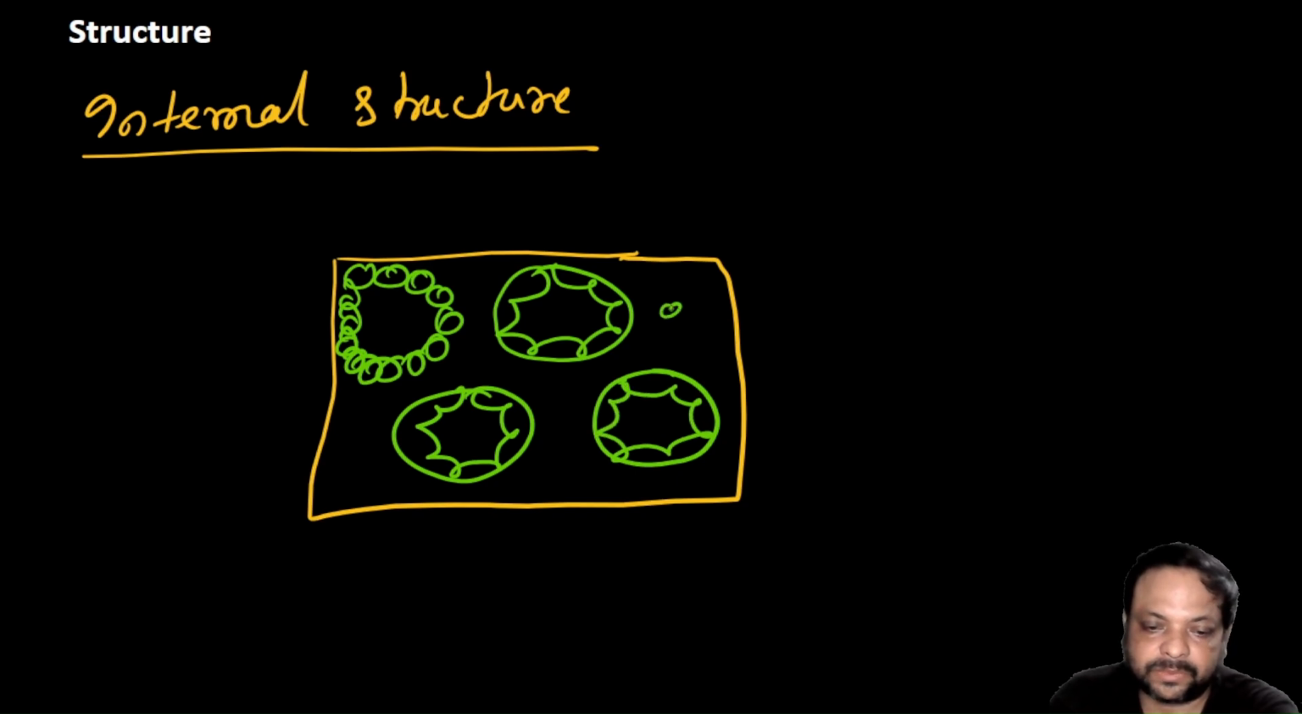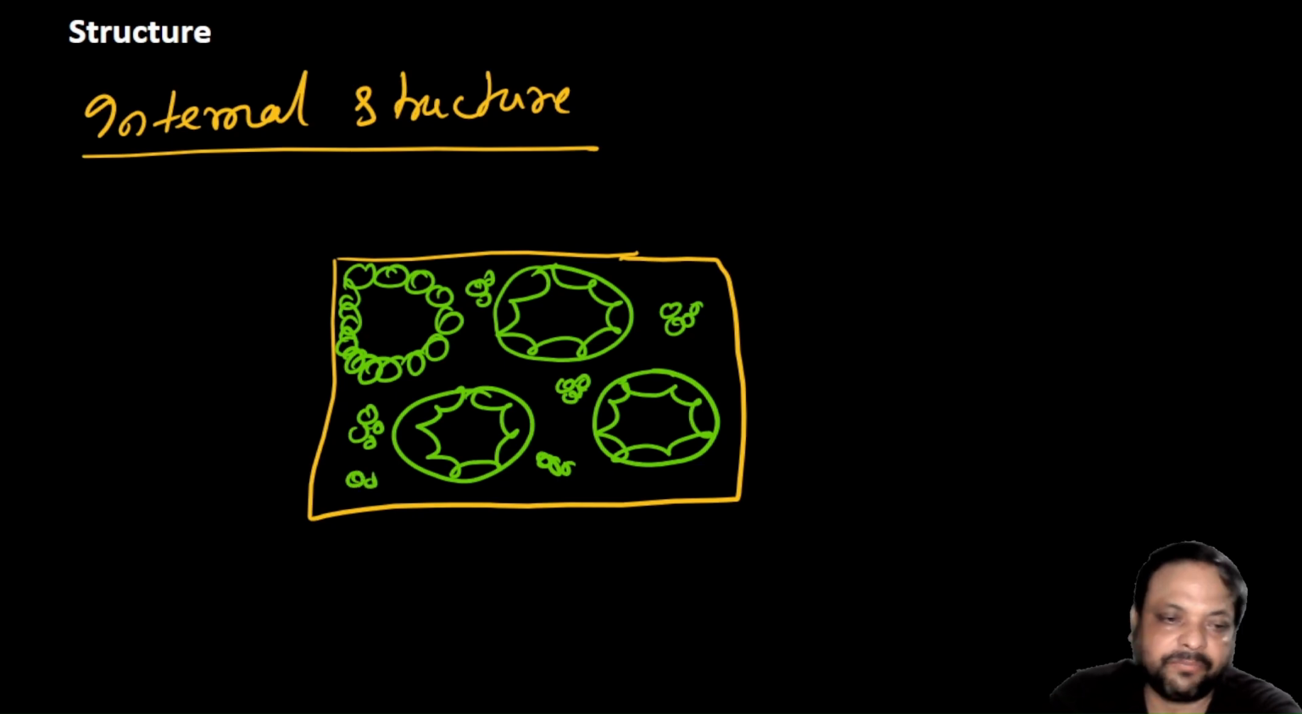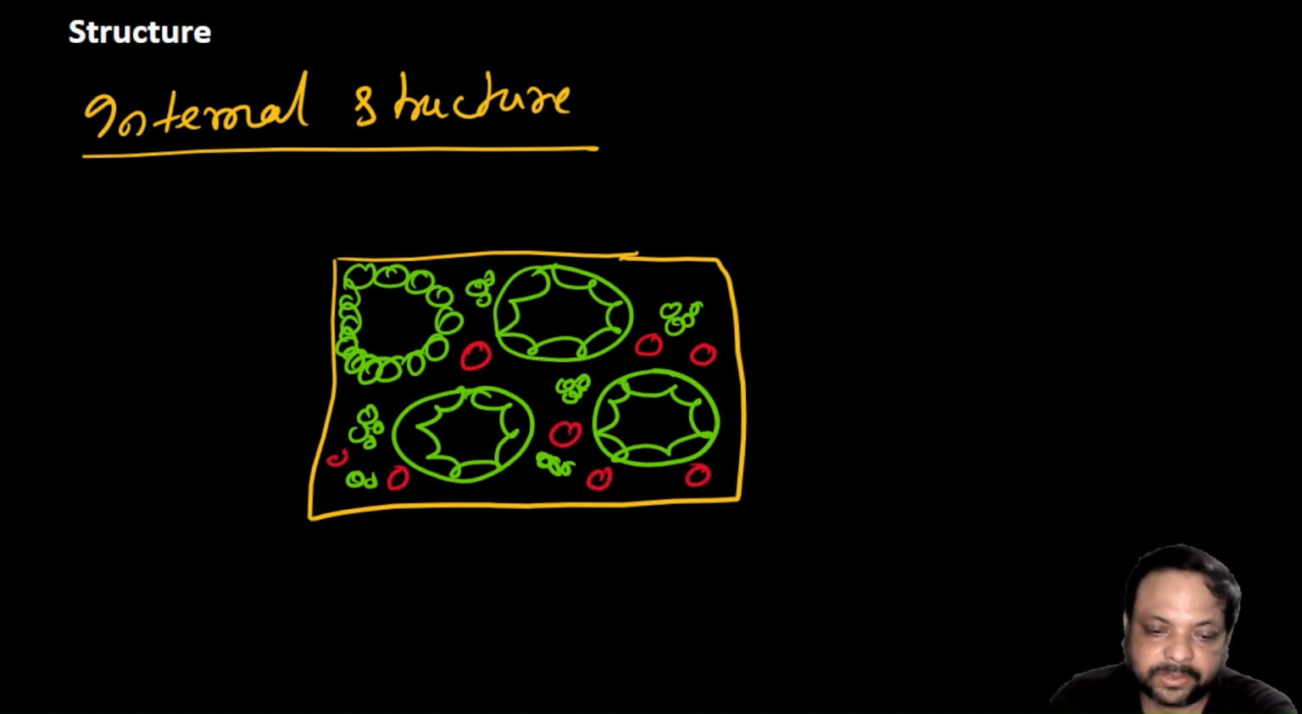And some cells are also present here outside. Within that, we also find the blood vessels present. Got it? And inside each, these follicular cells are present. Inside, we find the stroma present.